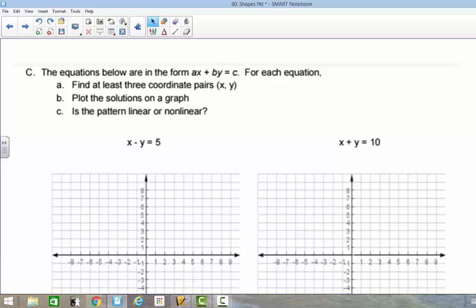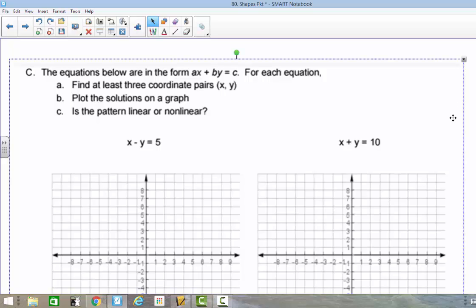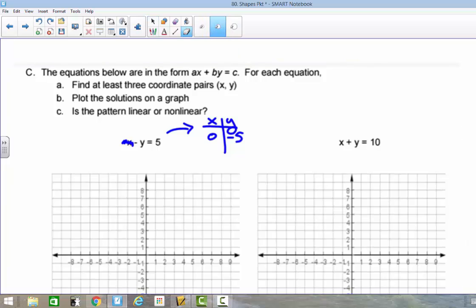All right, we're going to graph each of these. Now you can graph them with the x and y intercept. You can put these into y equals mx plus b. I know we've done both ways. If you plug 0 in for x and just sort of cross off the x there, negative y equals 5, so y would equal negative 5. If you plug 0 in for y, then x equals 5.